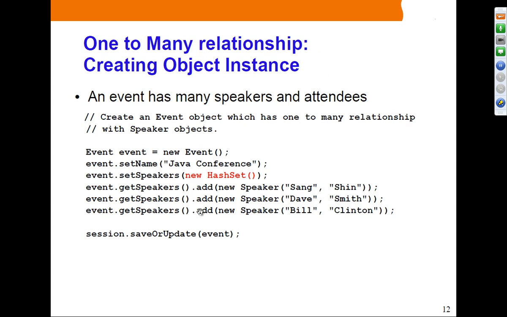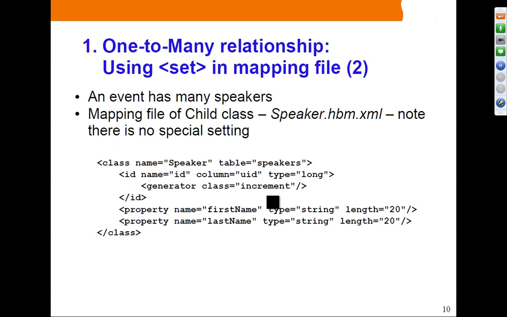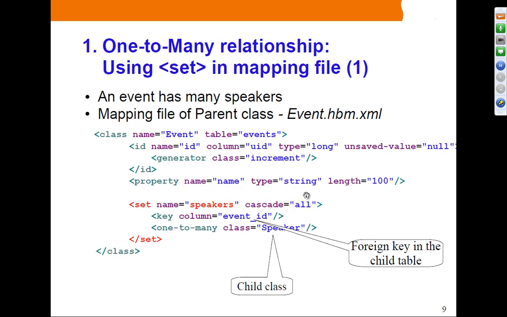Okay, and in terms of coding, here we are creating an event object, and we set the name of the event, and then we are creating a set object. So we are using the hash set implementation of the set interface. Then we are adding 3 new speakers to the hash set object. Okay, and then when we call save or update event, it will actually save not only the event table but also all the speakers. The reason is because we actually use what is called cascading, cascading all. So we're going to talk about this cascading attribute later on.